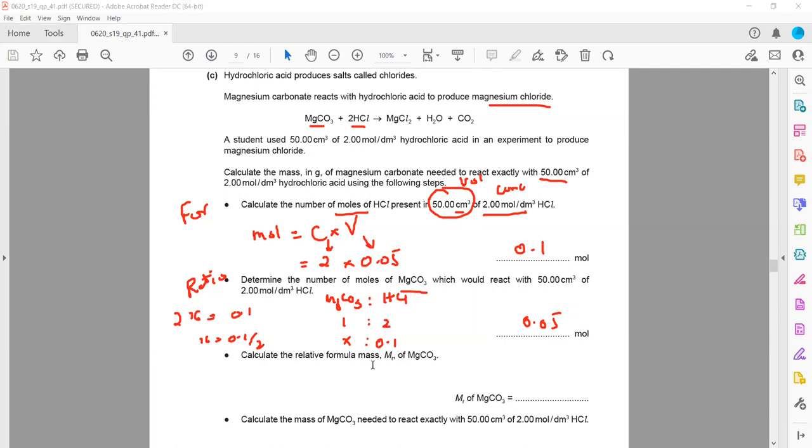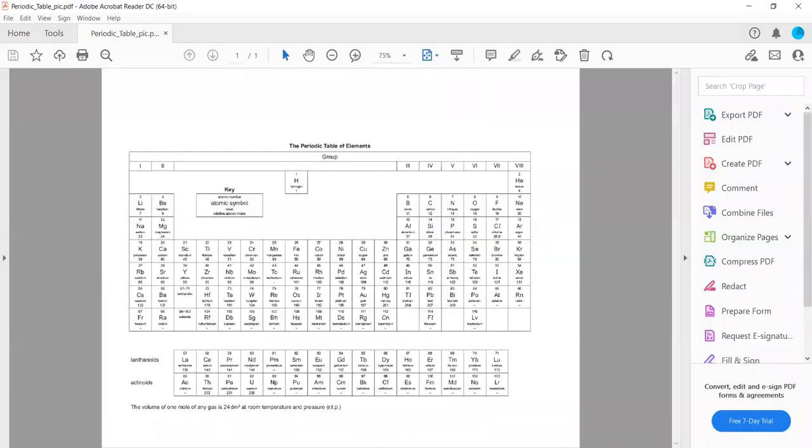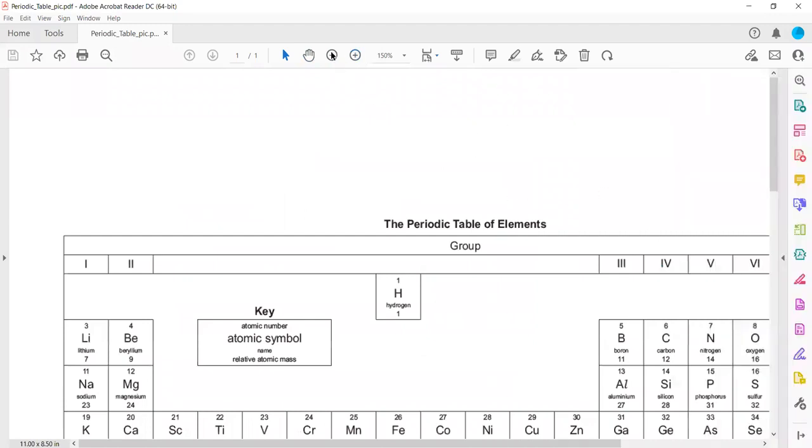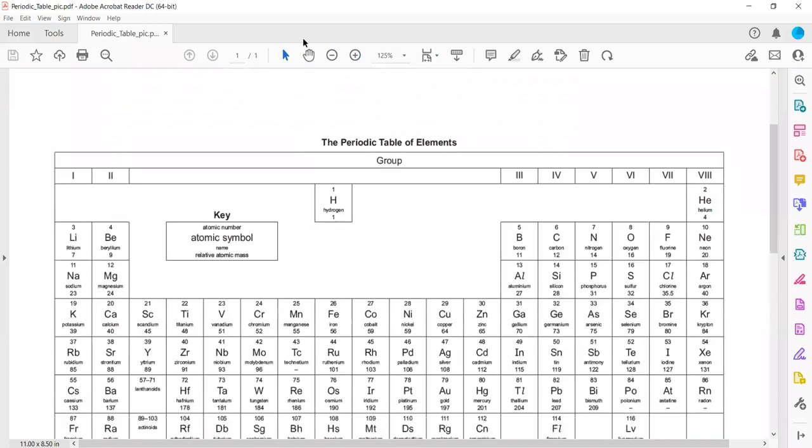We have to calculate a relative formula mass. So to calculate a relative formula mass, we have to use a periodic table, like relative molecular mass or formula mass. We have to use a periodic table for that. And in the periodic table, we have magnesium carbonate, which is MgCO3, where magnesium is 24, carbon is 12, and oxygen is 16.